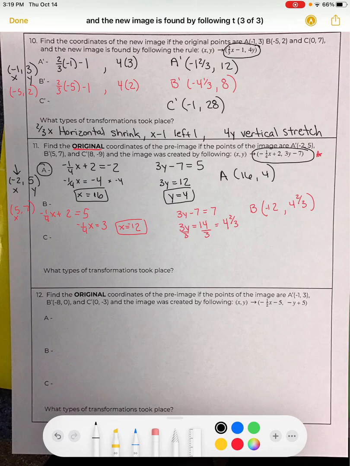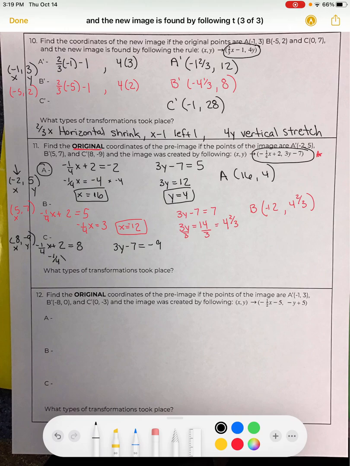Alright, we got one more set to set up, the C problem. Again, take your original -1/4 x plus 2, and I'll write down the C. Looks like the C was 8, -9. So I'm going to set this x value to 8, because 8 is the x value. And I'm going to set the y problem, 3y minus 7, equal to the y value, which was -9. And you solve both of them to find your answers.